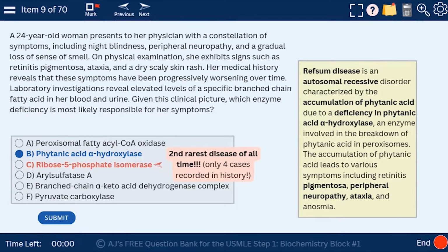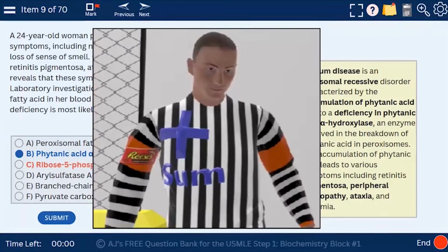Now, the reason why I pointed out choice C, ribose 5-phosphate isomerase, is because the deficiency of this enzyme is quite fascinating, that it's the second rarest disease of all time, only 4 cases recorded in history. And here's just a snippet from my video on Refsum disease, the referee with the sum for Refsum, and we see that he has Reese's chocolate on his arm for autosomal recessive, as it's inherited in autosomal recessive fashion.